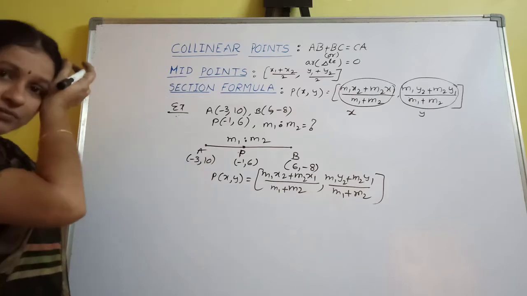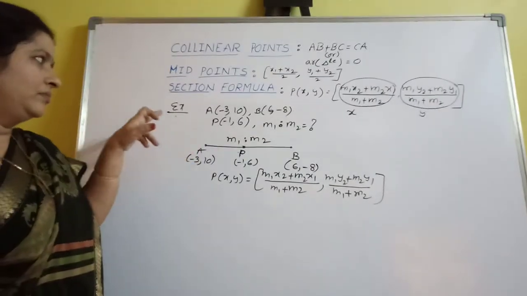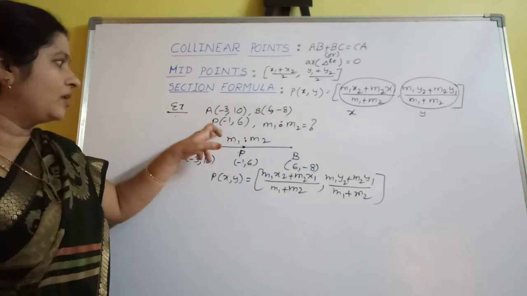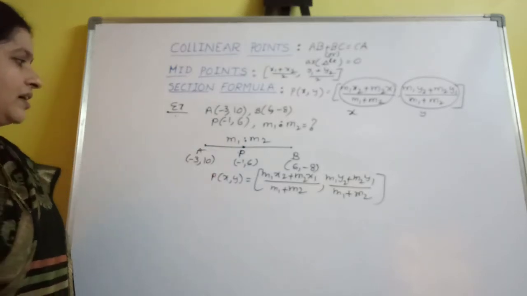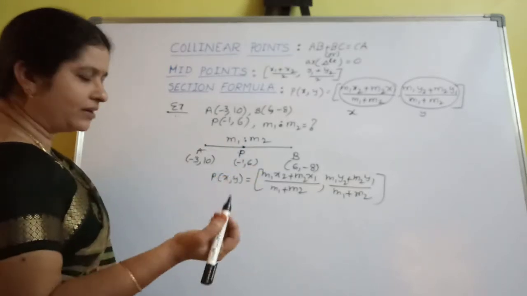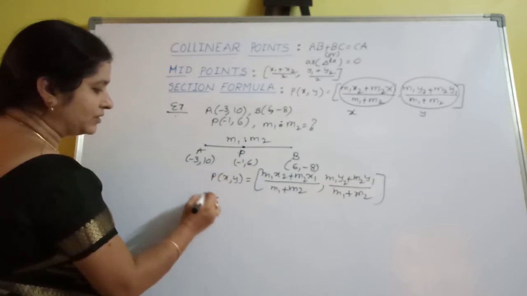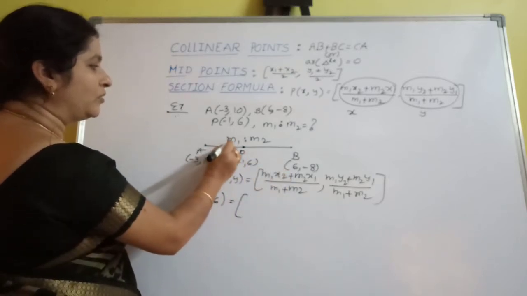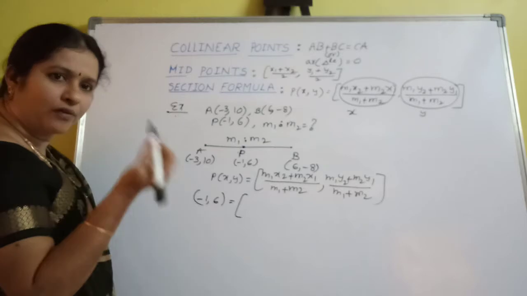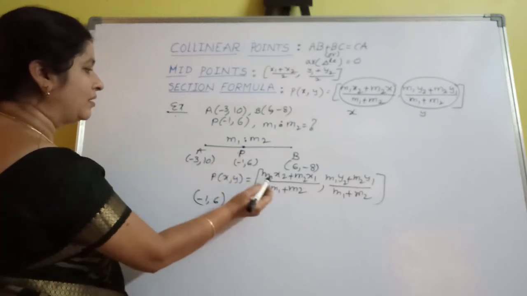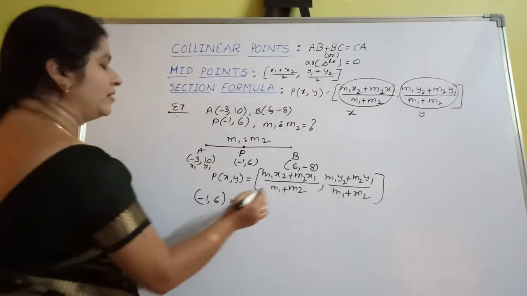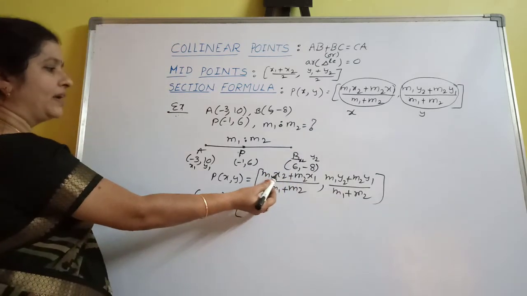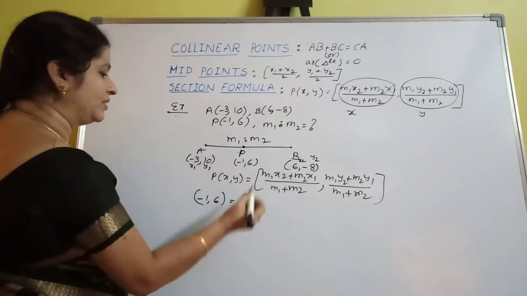So these are the applications of this section formula. In the last model, you had to find the point P(x, y). In this model, you have to find the ratio m1 is to m2. So here also P(x, y) is given. So -1, 6 equal to, substitute the values. You don't know the value of m1 and m2. You have to find it. So m1 value simply m1. This is x1, y1. This is x2, y2.